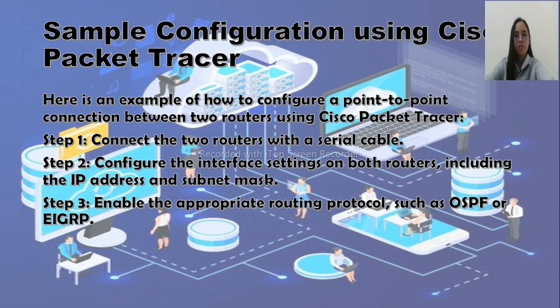Sample configuration using Cisco Packet Tracer. Here is an example of how to configure a point-to-point connection between two routers using Cisco Packet Tracer. First step, connect the two routers with a serial cable. Second step, configure the interface settings on both routers, including the IP address and subnet mask. Third step, enable the appropriate routing protocol such as OSPF or EIGRP.